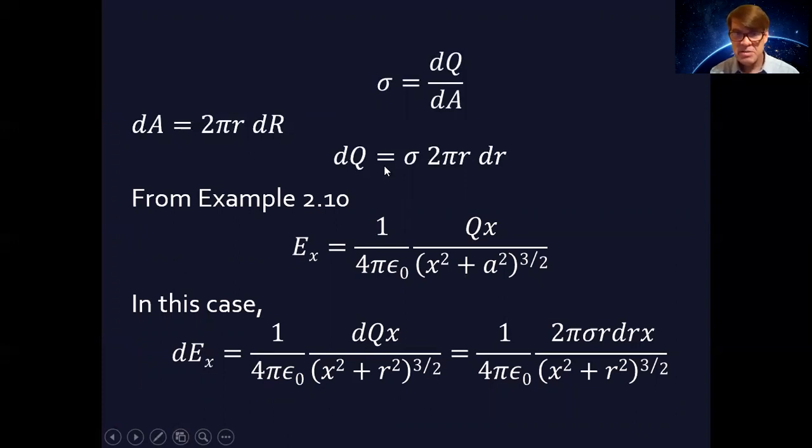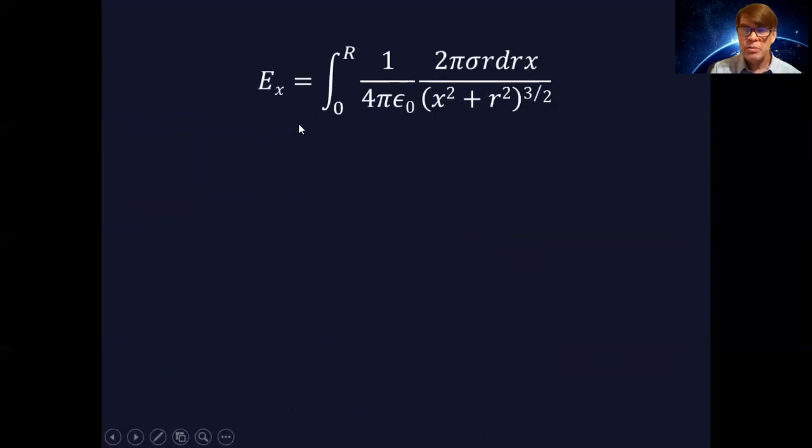Now let's take this for dq and plug it in for dq, and we're left with a lot of junk here. But do you see where we've gotten that? We took the formula from the ring of charge example, and then we've substituted this in for dq in this situation. Now we can say that the y components all cancel out.